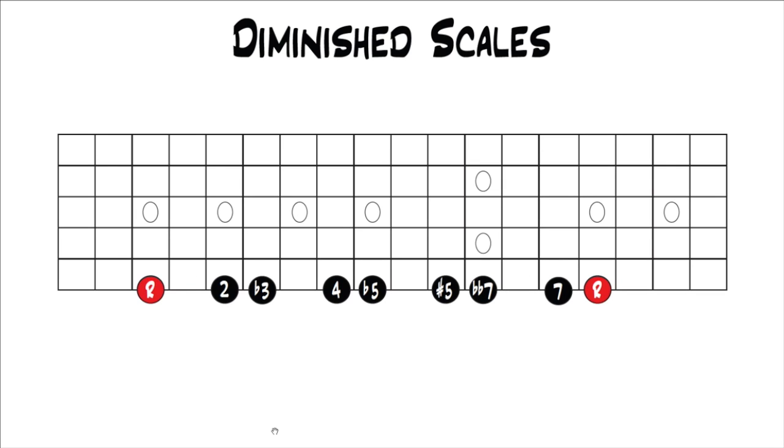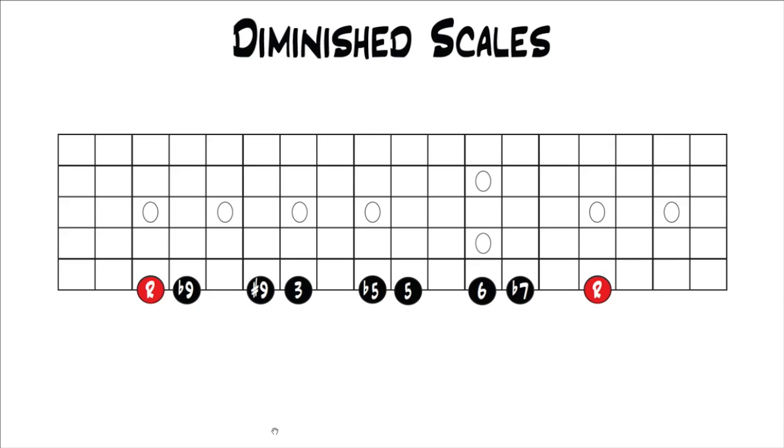And the whole half, as I talked about, is used over diminished seventh chords. That's typically how this scale is going to be used to solo over chords. And the half whole is typically used over seventh chords, dominant seventh chords, or 7 flat 9 chords.